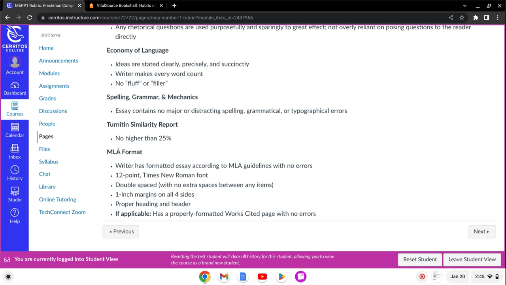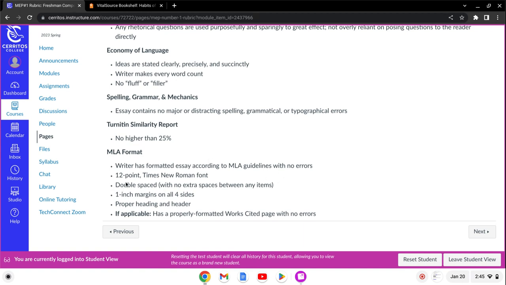And then finally, MLA format. I understand that we are learning MLA format. Some of us are more familiar with MLA format than others. So over this semester, we'll be working on it. So by the time we finish this class successfully, we'll be pretty well versed in the basics of MLA format. But these are the things that I want us to strive for. So the writer has formatted the essay according to MLA guidelines with no errors.